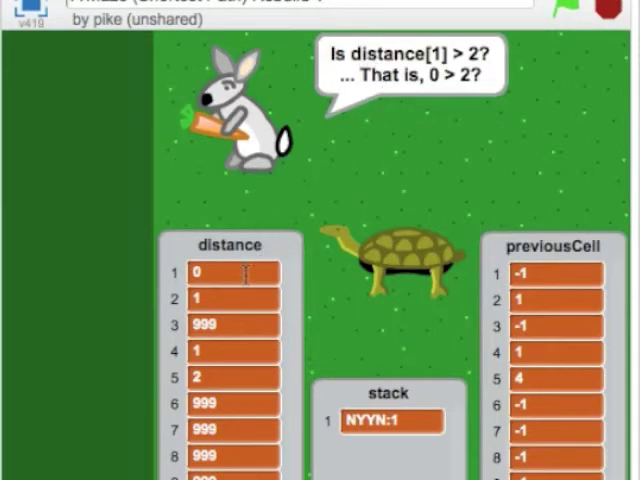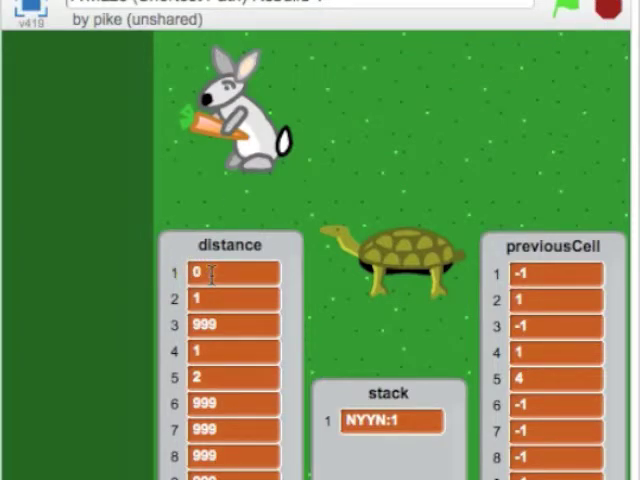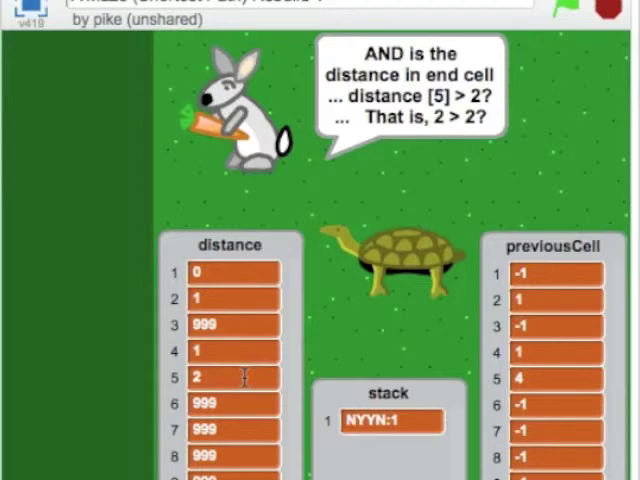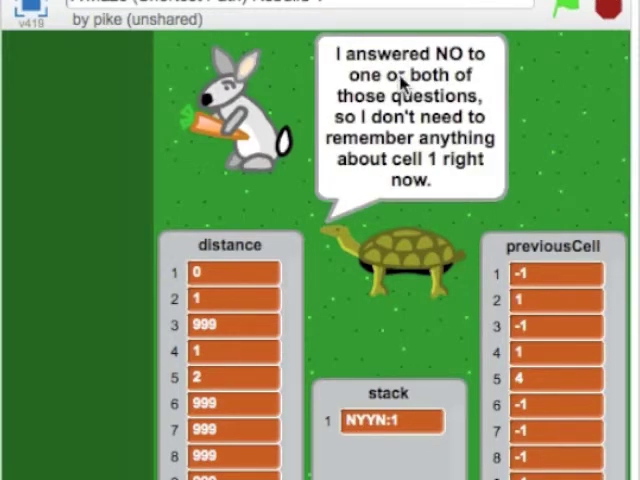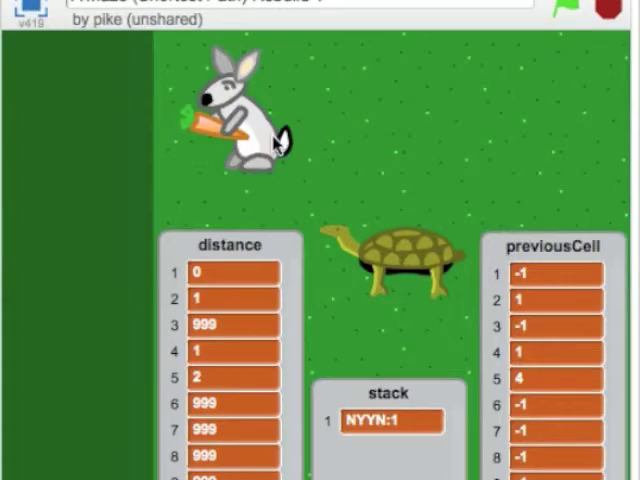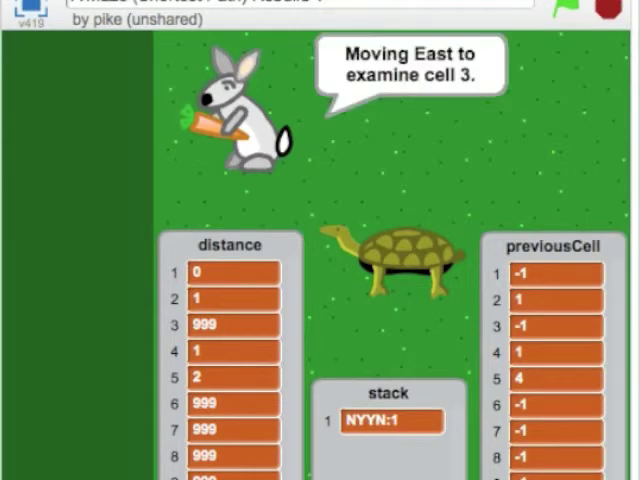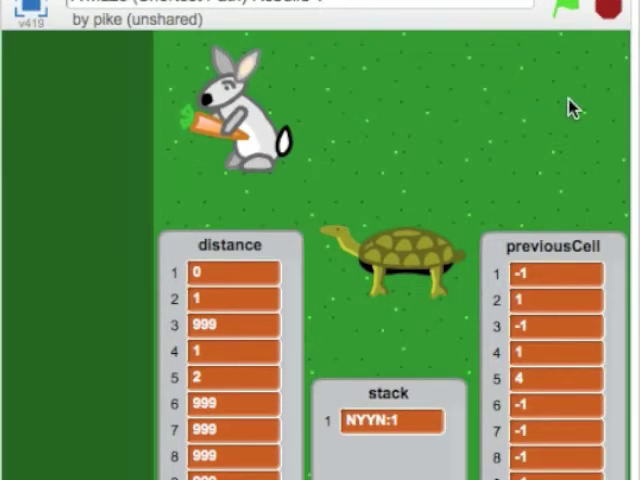Again, I go to the distance table for this cell, and I ask whether it's greater than 2. It is not. I then look at the distance table for the end point, and I ask whether it's greater than 2, and it is not. I answered no to both of those questions, so I don't have to remember anything about cell 1 right now. Remember that we're exploring cells around 2. I'm going to move here. I'm examining cell 3.